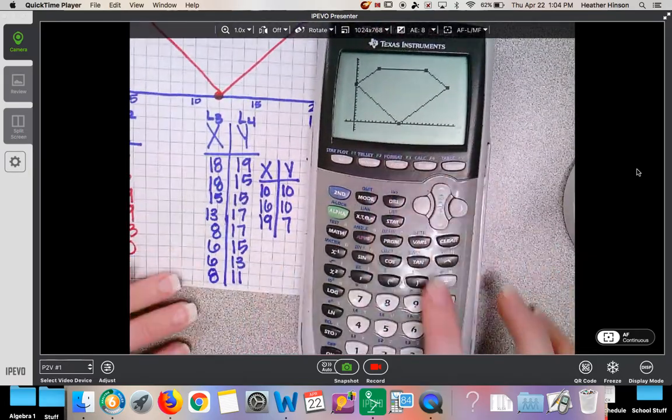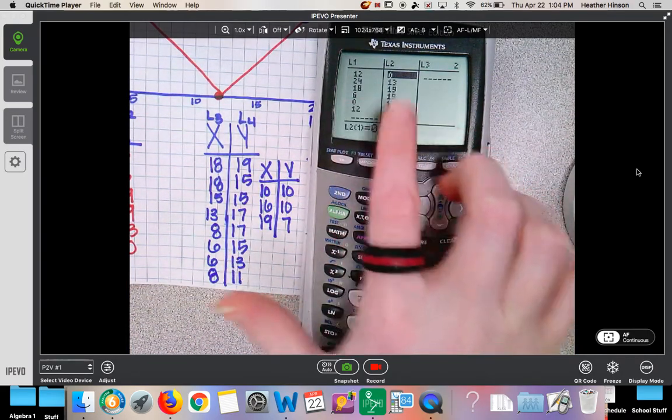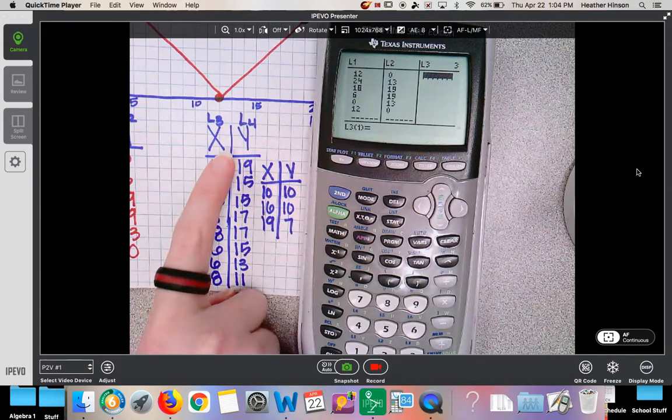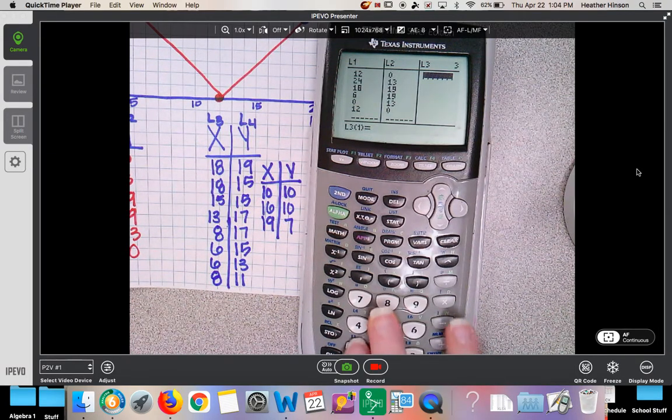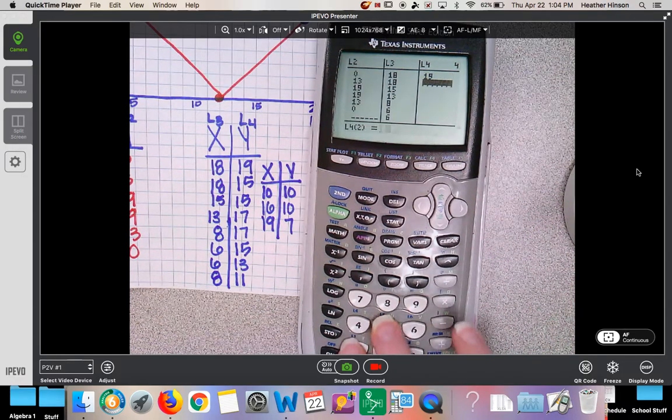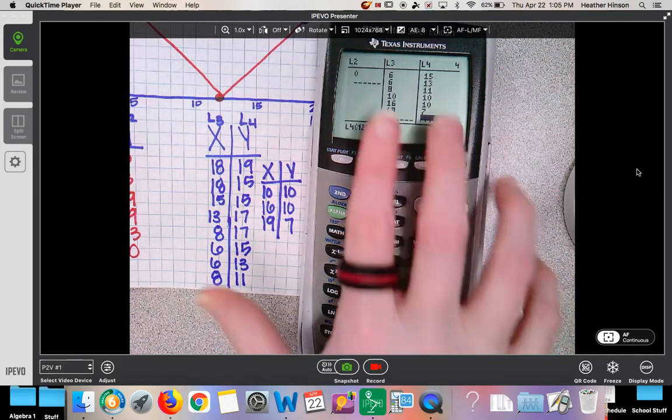So I'm going to go back to Stat. I'm going to edit my table. I need to keep L1 and L2. That's the outside. So I'm going to go to L3. L3 and L4 are going to be my next XY value. I'm going to plug those in. 15, 13, 8, 6, 6, 8, 10, 16, 19. And then in L4, 19, 15, 15, 17, 17, 15, 13, 11, 10, 10, 7. So now those two match.